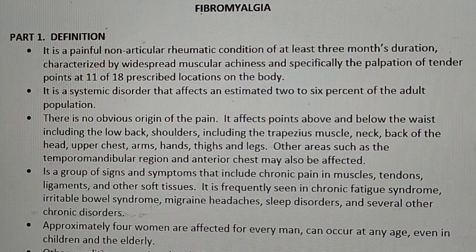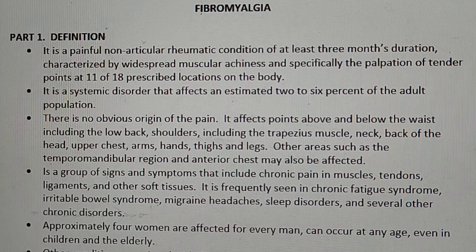Okay, approximately 4 women are affected for every man. It can occur at any age, even in children and the elderly. So here you go, guys. It can affect children and elderly at any age.